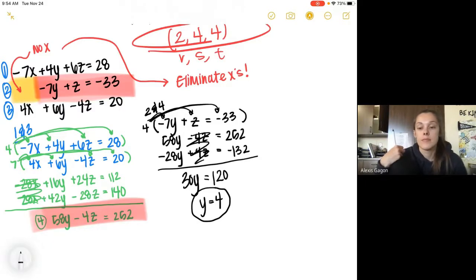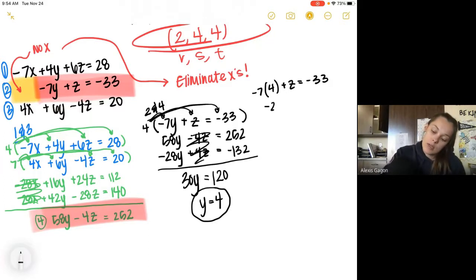Okay. Once we solve for that, we can plug it into one of the two variable equations and solve for z. Once we solve for z, we plug it into one of the three variable equations and solve for x. So let's plug this in. I'm just going to plug it into equation 2. So I have -7 times 4 plus z equals -33, so -28 plus z equals -33. So z equals -5.